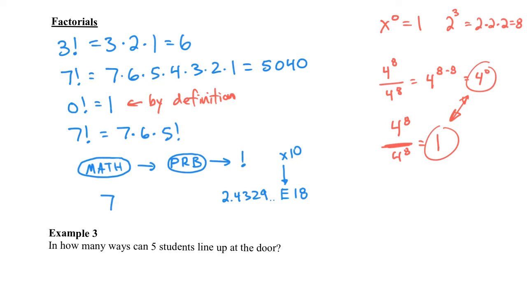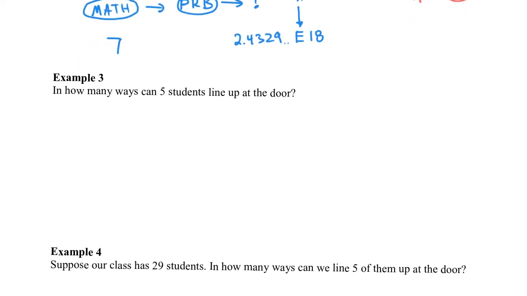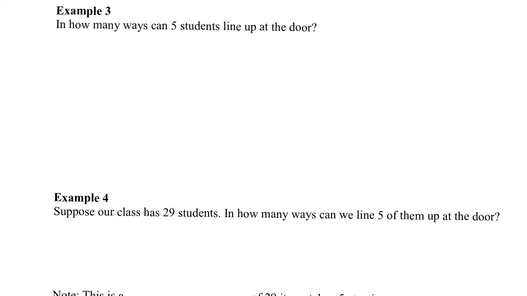So here's where we can start to see these factorials come into play. Example 3 says, in how many ways can 5 students line up at the door? So let's say you've got 5 students. You're going to line up at the door. So we've got 1, 2, 3, 4, 5 spots, right? So let's say this is the front. So here's the door right here. This student's right by the door, first in line to leave. And then this is the second location and so forth.